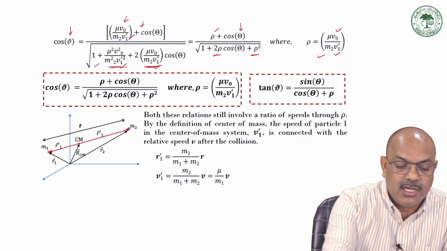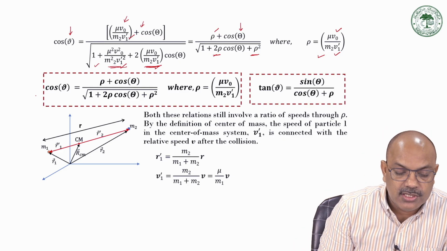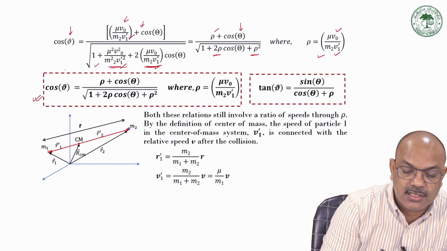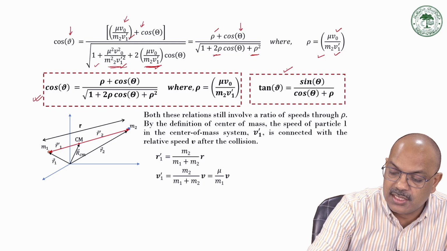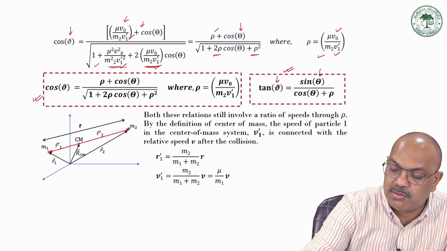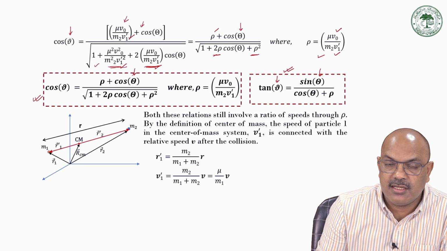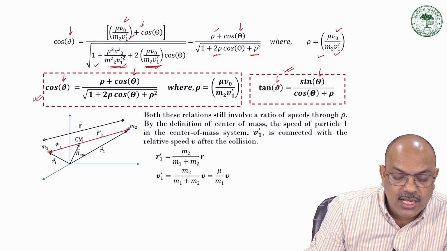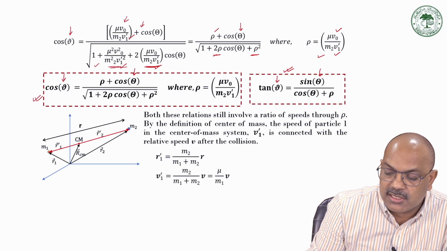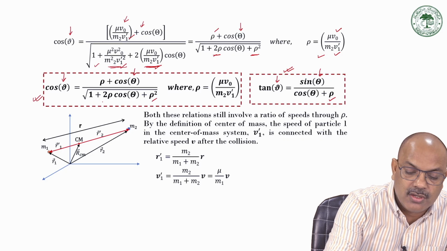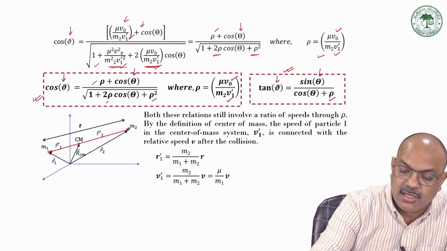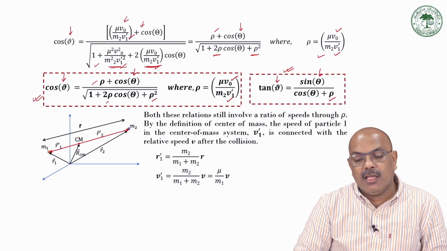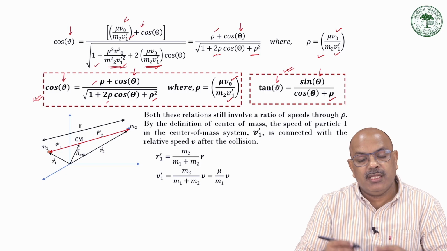So this is one relation. I have two relations established: one is this cos theta, and then this is tan theta. Both relations give me the relation between the scattering angle on the right hand side in the center of mass frame, and on the left hand side the scattering angle in the lab frame. The other quantity there is rho, the only quantity, given in terms of the ratio of the particle 1 velocity in the lab frame and the center of mass frame.